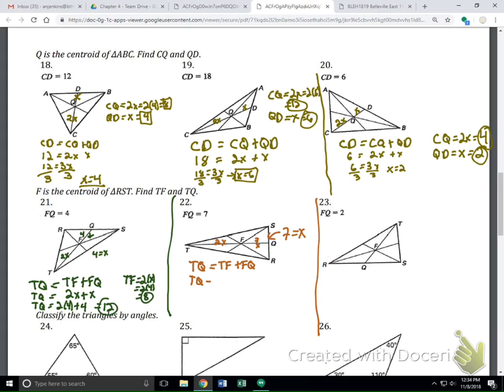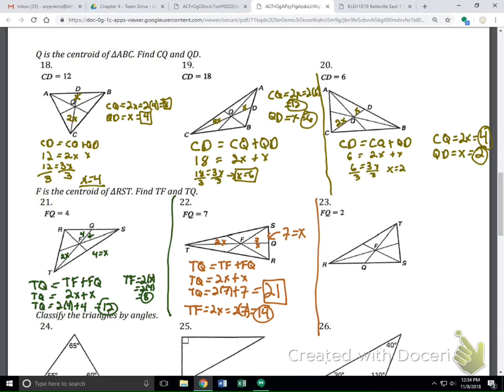We know that TQ equals 2x plus x. TQ equals 2 times 7 plus 7. So 7 times 2 is 14. 14 plus 7 is 21. Then we want to find that TF. TF equals 2x, which is 2 times 7, which equals 14.